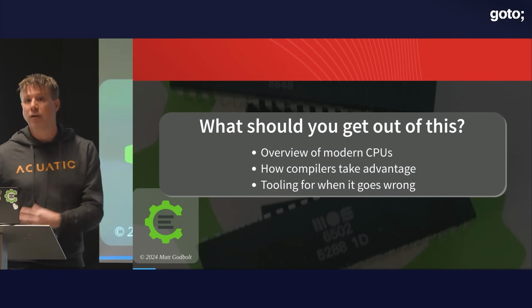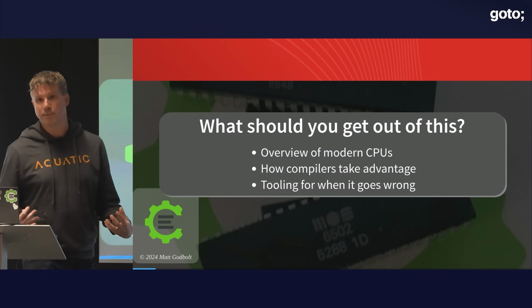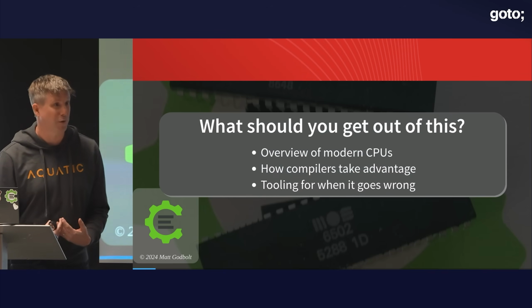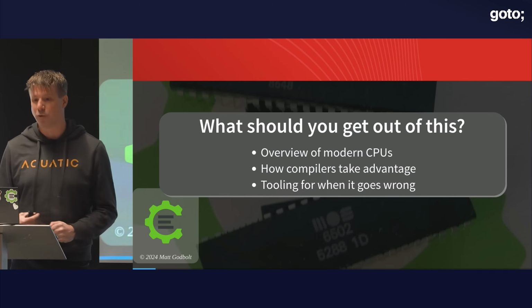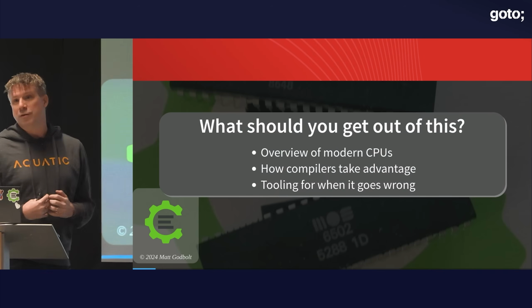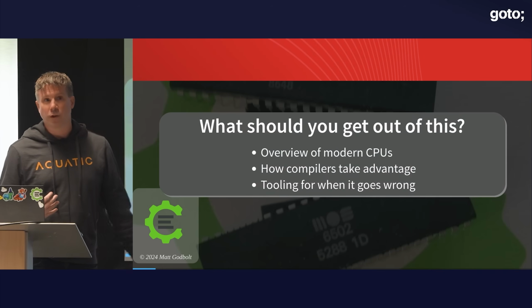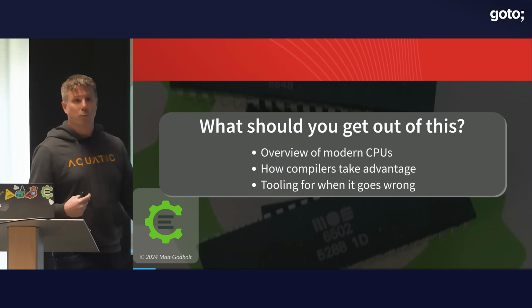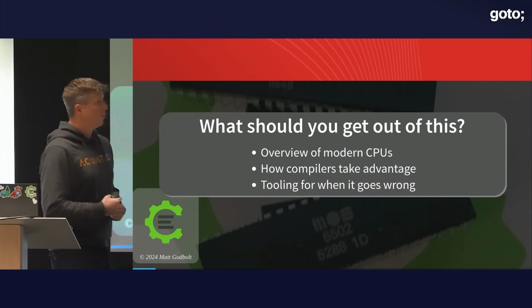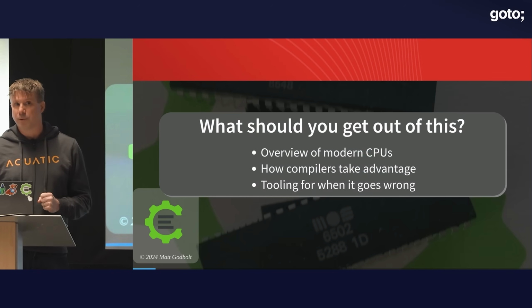I also want to tell you a little bit about how compilers take advantage of the knowledge that they have about how CPUs work in order to get the best out of the CPU for you. So most of the time, you don't have to worry about this kind of stuff, which is kind of cool. And then when you do need to worry about it, I'm going to show you some tools that can help you understand where the performance issues may be in your code, or what on earth is going on inside your CPU in the first place.